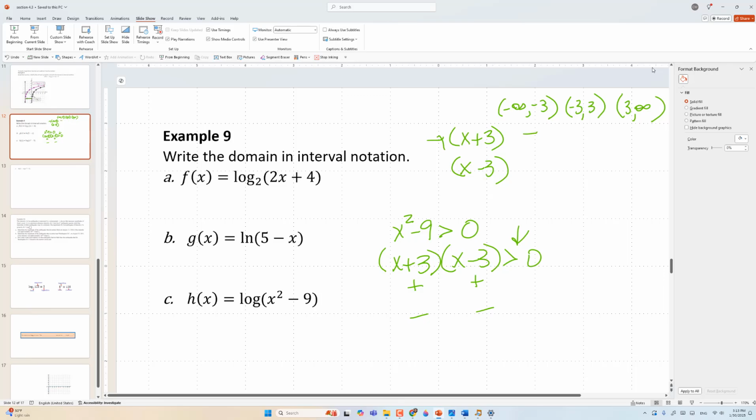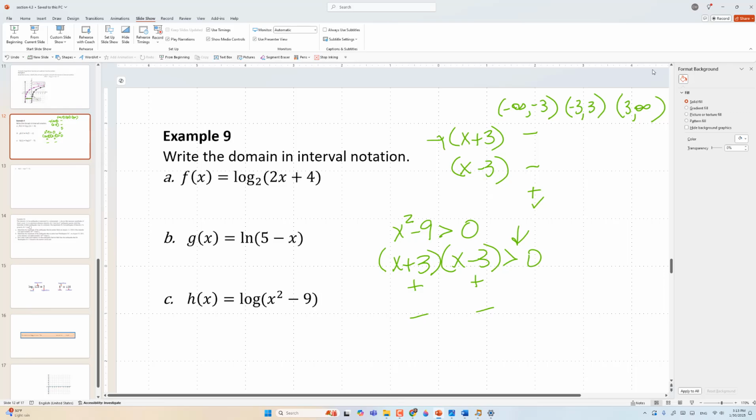All right, so in the interval from negative infinity to negative 3, this factor right here is negative, because if you put in, say, negative 4, you're going to get a negative value. Same thing with x minus 3. It also is negative on that interval. So therefore, negative times negative is positive. This is a good interval. That interval is in the domain because that's where the argument will be positive.